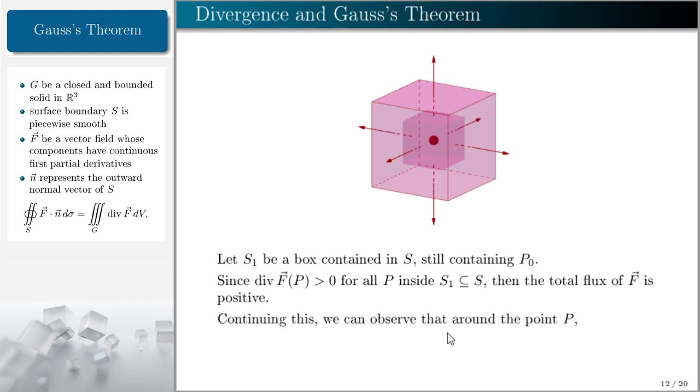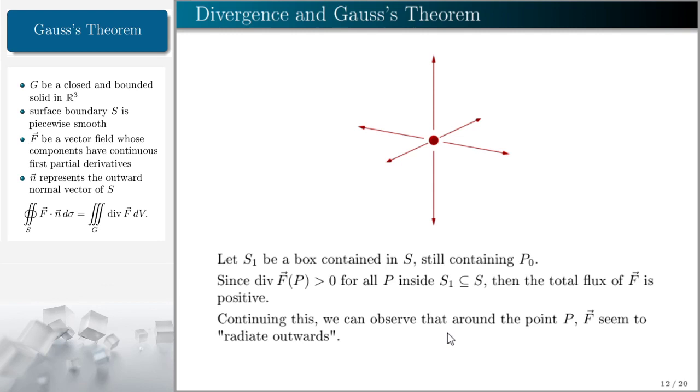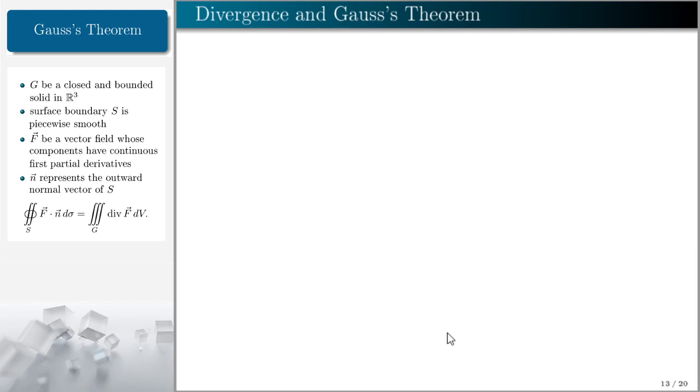If I continue this, for example, I get another smaller box, it will again have positive divergence. Every point will have positive divergence, and thus the flux will be positive, meaning that the vector field F on the surfaces will again radiate outward. Doing this until it is very close to the point P naught, we will see that if I remove all the boxes from the point P naught, the values of F will somewhat radiate outwards. This type of phenomenon is what we call a source.